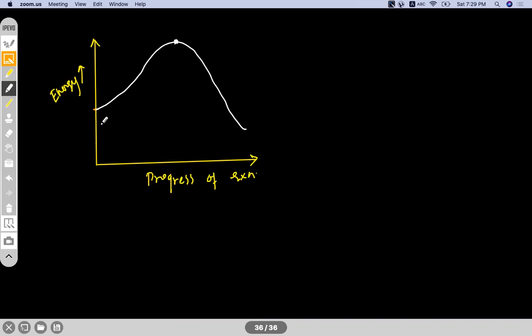The reason is they collide and they should provide this minimum amount of energy so that it converts into the product. We can have any combination in that. So this point, the peak that you have, is called the activated complex. This is the reactant. This is the product.